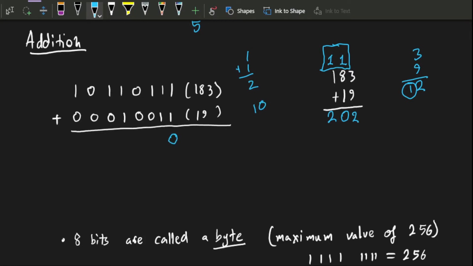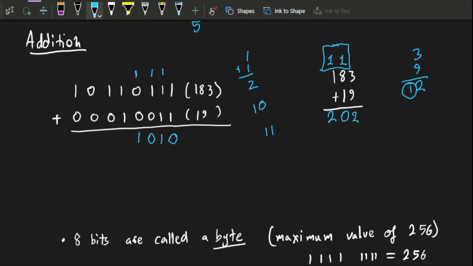So we write the 0 here, and the 1 gets carried over to here. So we know that 1 plus 1 plus 1 equals 3. But the 3 in decimal, the 3 in binary is 1, 1. So we write the 1 here, and the 1 gets carried over to here. 1 plus 1 is 2. We know that the 2 is 0, 1. So 0 becomes here, and the 1 goes carried over to here.